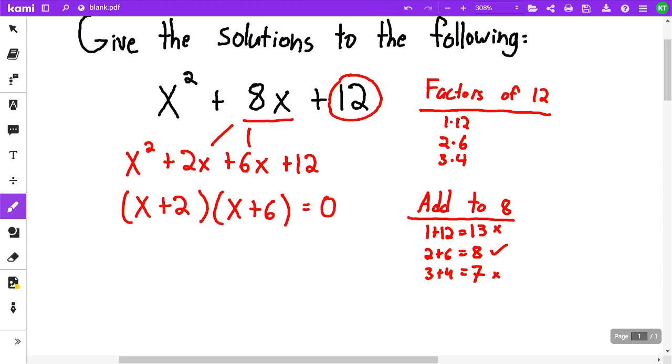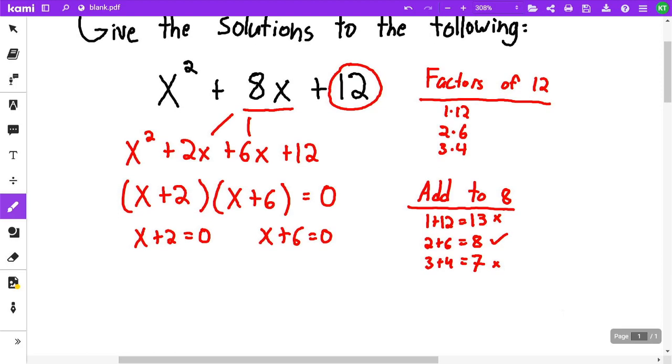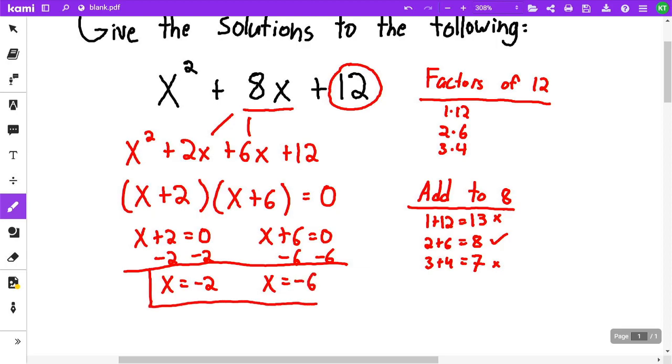So if we set that equal to 0, the first one will have x plus 2 equals 0, and then x plus 6 is equal to 0. And so we're just going to do our inverse operations here. So subtract 2 from both sides here, and then subtract 6 from both sides here. So our two solutions are going to be x is equal to negative 2, and then x is equal to negative 6. So that's what we're looking for here as our answer when it's asking for our solutions.